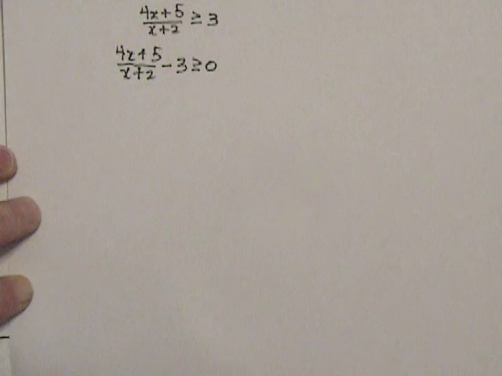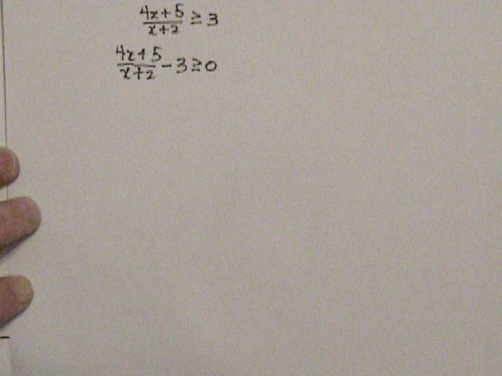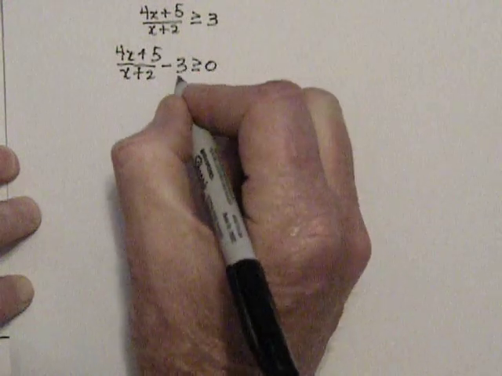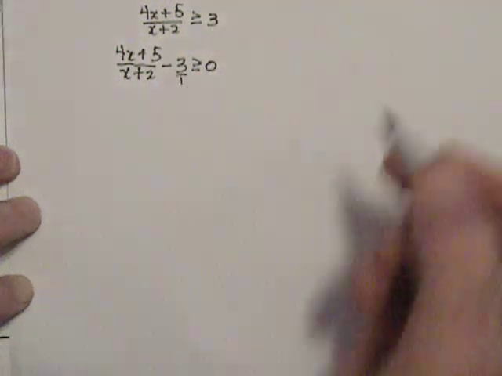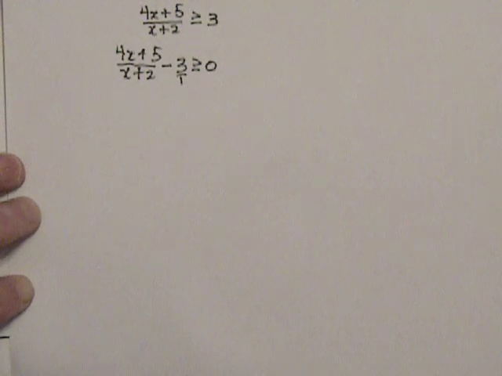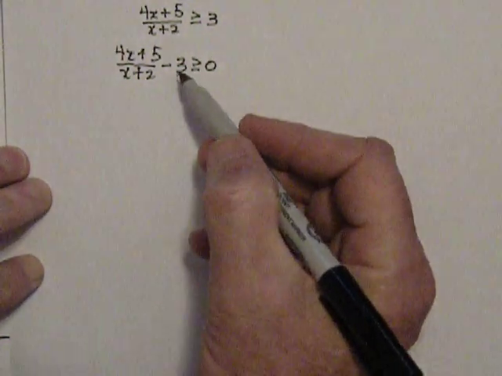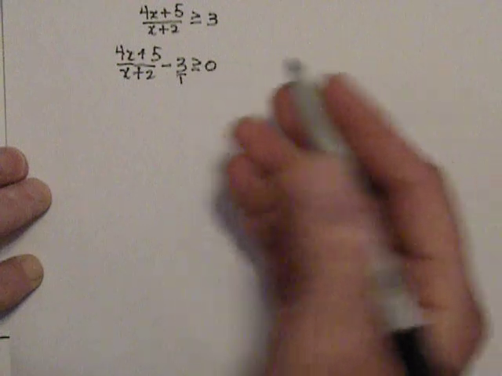Now what we'd like to do is have one fraction. So we're going to have to combine these two. In order to do that, we need a common denominator. So this 3 has an implied denominator of 1. The least common denominator is x plus 2, so I'm going to have to multiply this fraction, top and bottom, by the x plus 2.